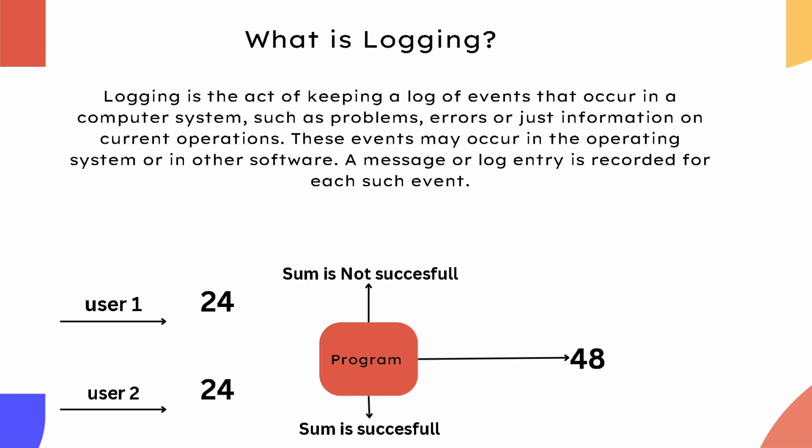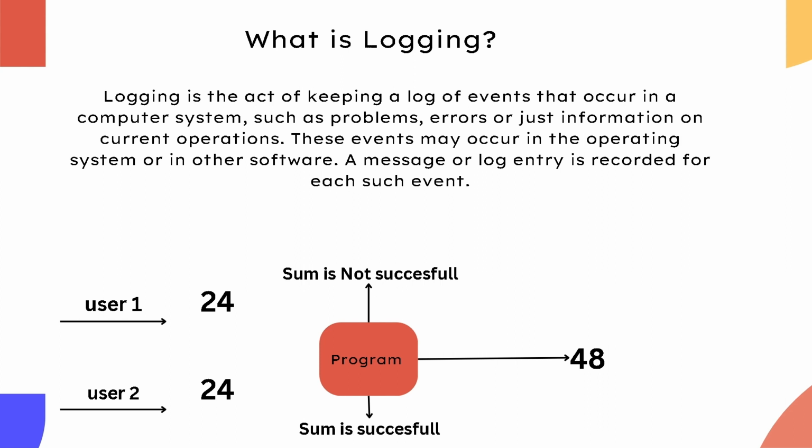As per the definition, logging is the act of keeping a log of events that occur in a computer system, such as problems, errors, or just information on current operations. These events may occur in the operating system or in other software. A message or log entry is recorded for each such event. So to understand the whole functionality of a code, how your code is working, logging is very helpful.